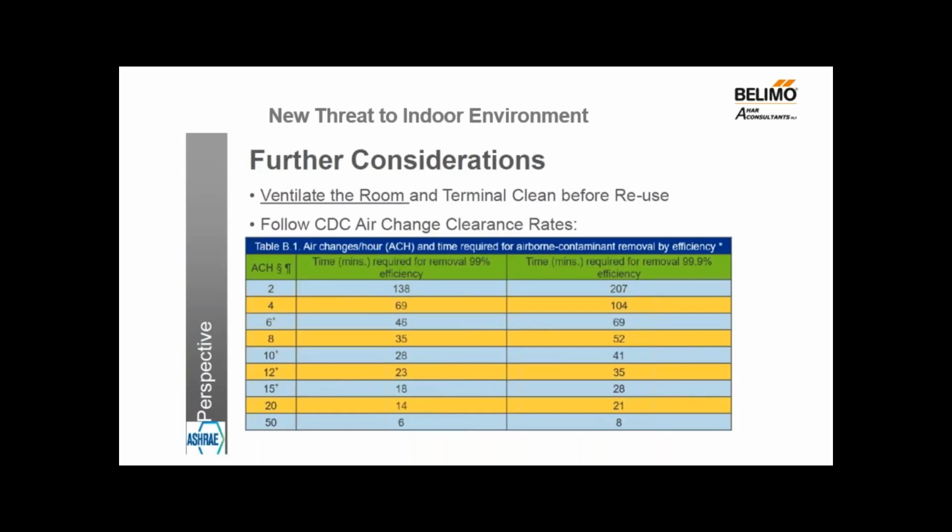For example, AHU recommended a higher air change rate to reduce the possibility of infection. If the air change rate is 10 times per hour, it takes 41 minutes to remove airborne contaminants up to 99.9% efficiency. The higher the air change rate, the faster the removal of airborne contaminants.